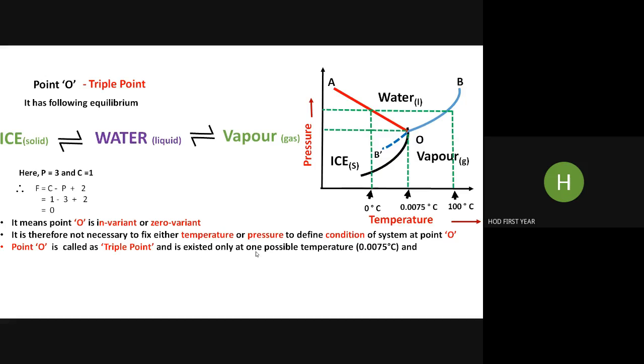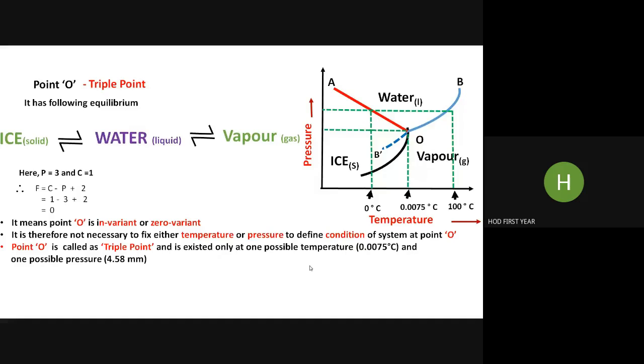Point O is called triple point and it exists only at one possible temperature. What is that? 0.0075 degrees Celsius. If you look at the temperature corresponding to this triple point, it is 0.0075 degrees Celsius, and one possible pressure, that is 4.58 mm in the original diagram. Okay, so these two conditions are unique and we cannot interfere.